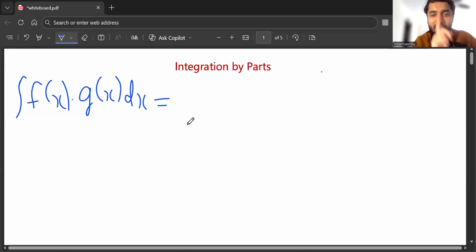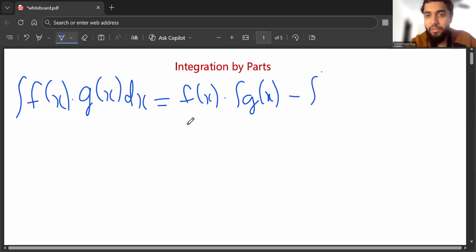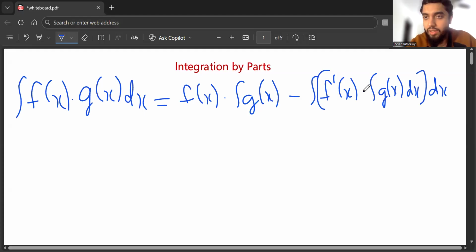And the way I remember this formula is you have the first function times the integral of the second function, minus the integral of the derivative of the first function times the integral of the second function, dx. So let me just put that thing in brackets so it's clearly shown as one group. And yeah, that's the formula there.